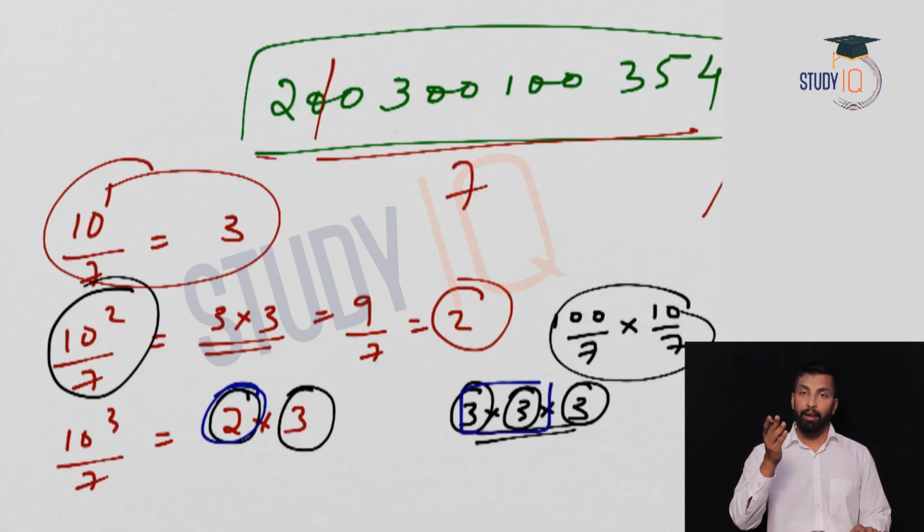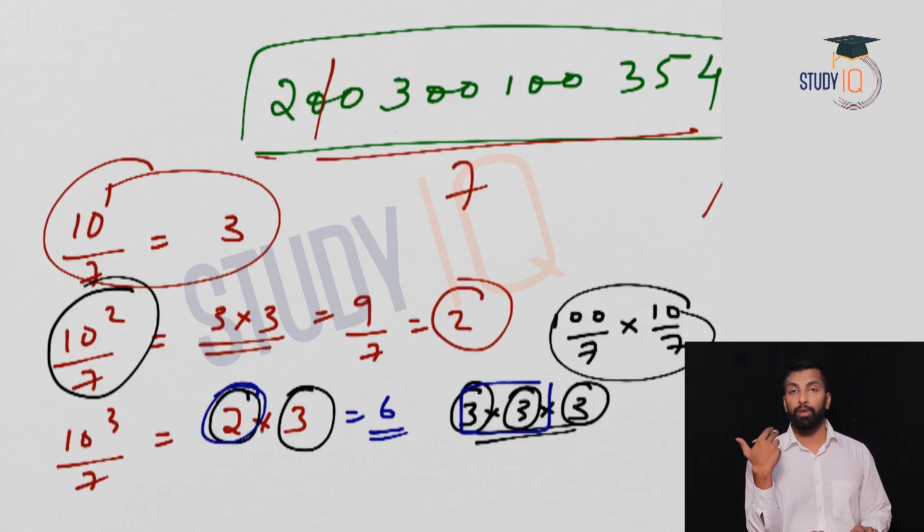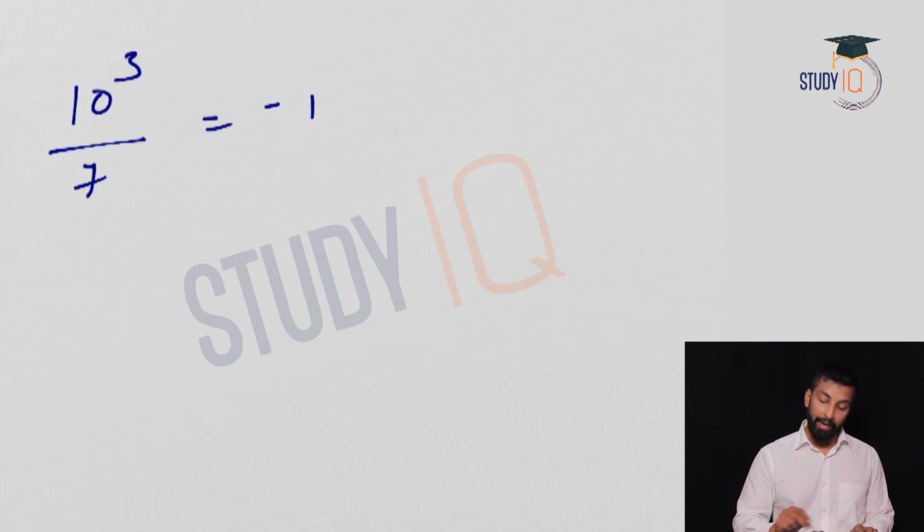You get 9. 9 means 2. Now 2 into 3 is equal to 6. So what I got is a remainder 6. What I am looking for is a remainder which is plus 1 or minus 1. So if you observe here, you got 6. 6 means it's actually minus 1. So what you understood is 10 raised to 3 divided by 7 gives minus 1 as a remainder. What is the original remainder? Original remainder is actually 6.